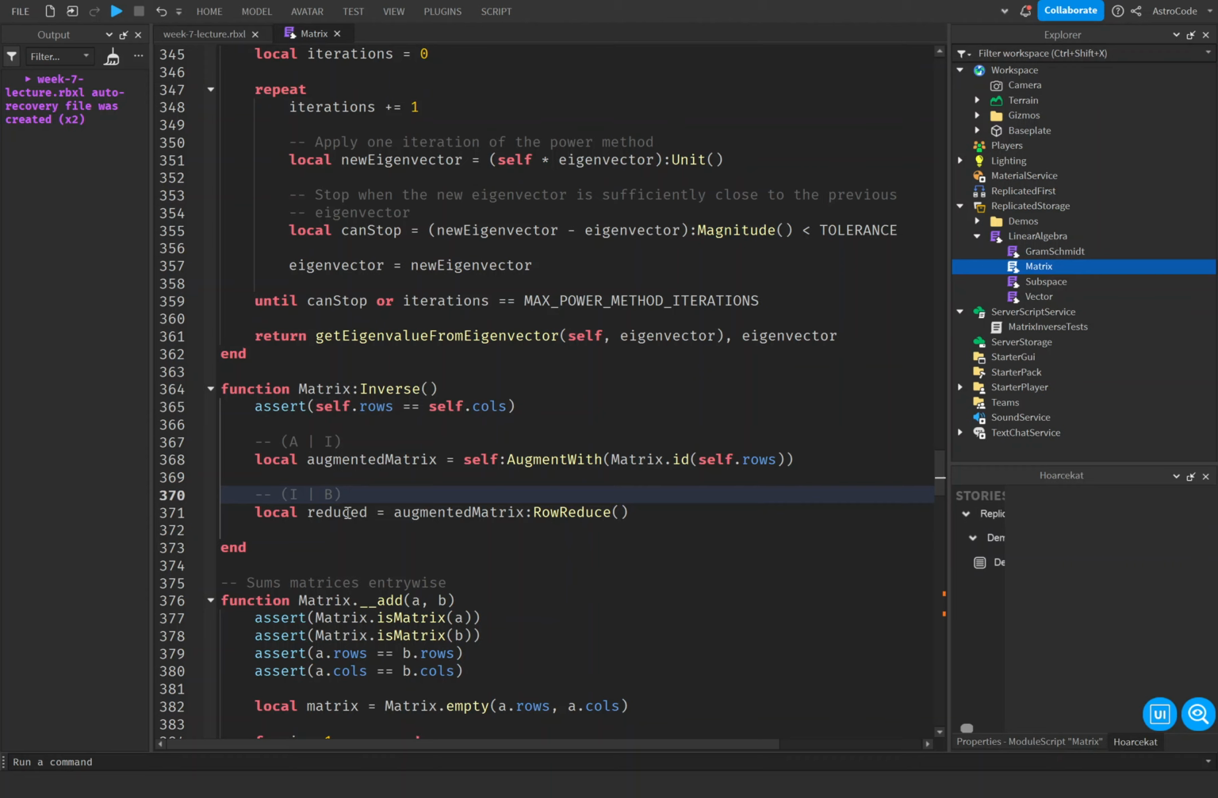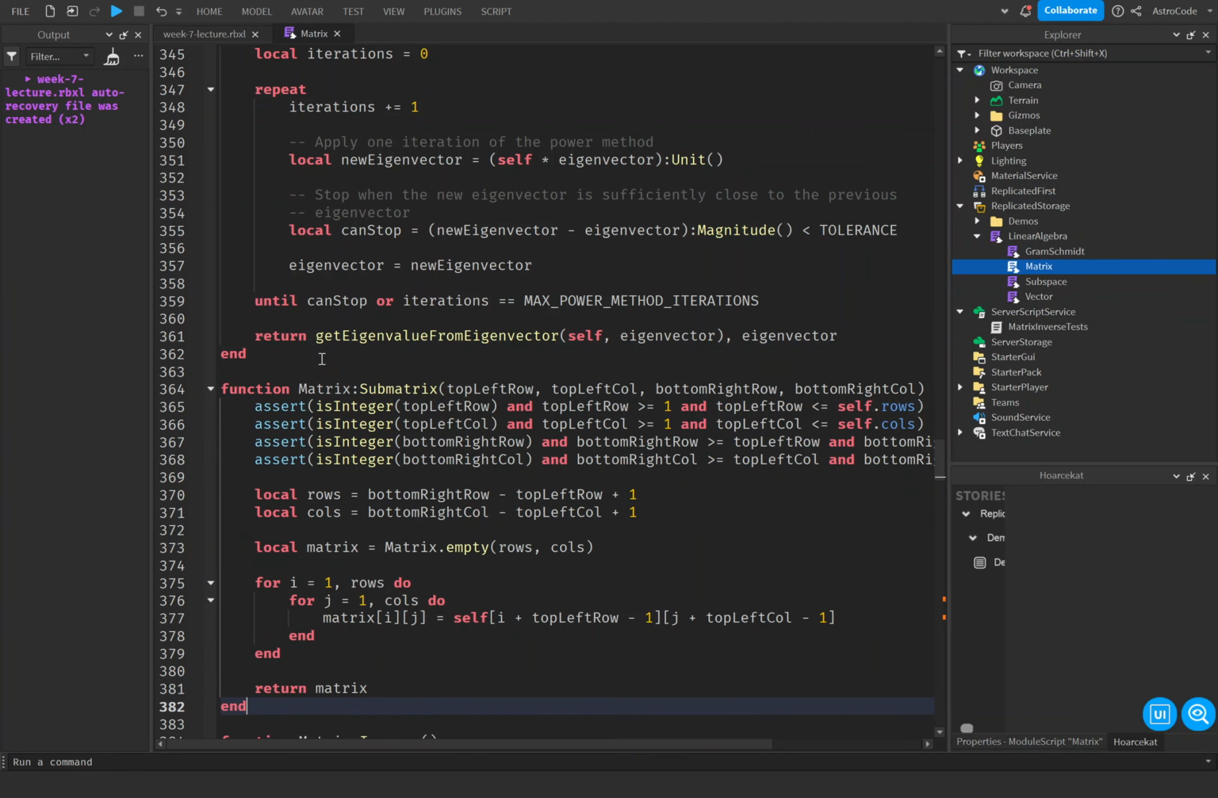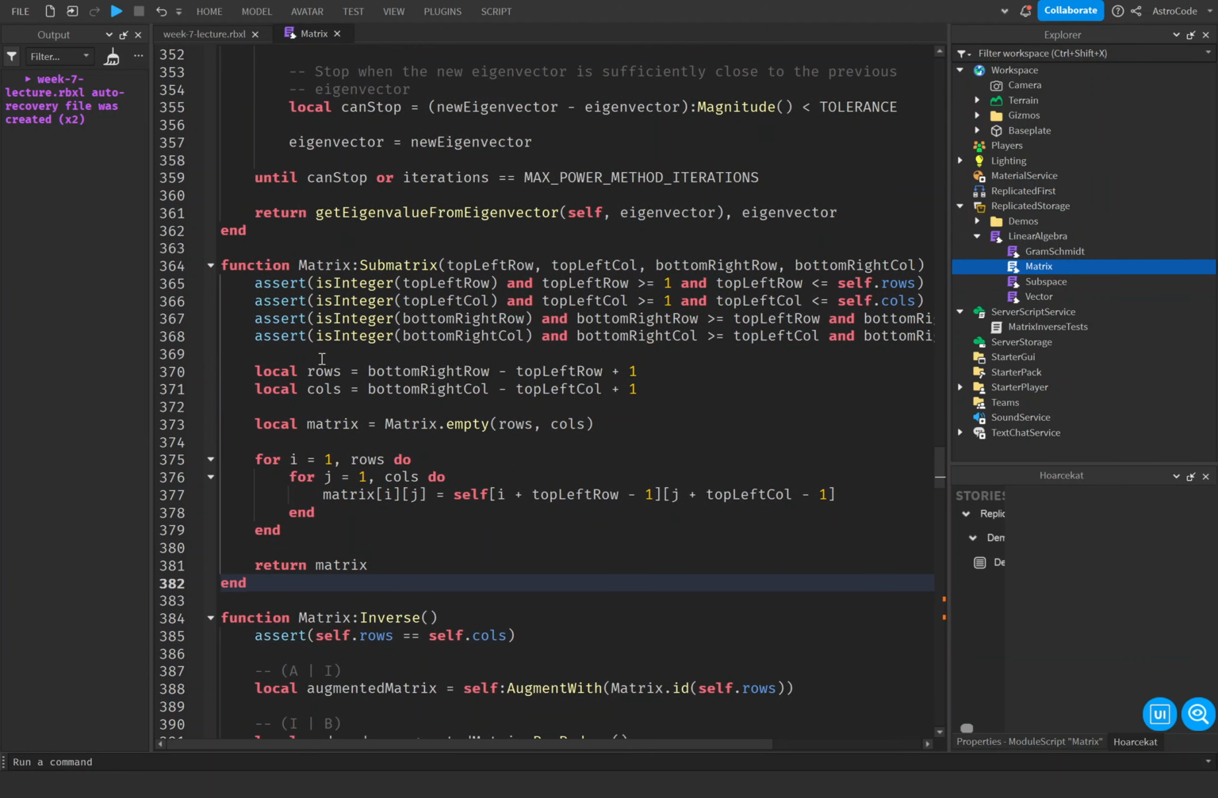And to do this, to grab the left half, I have prepared a sub-matrix method. And so I'm just going to paste it in here. We're not going to go through it, and you're free to copy it yourself and use it in your homework for free. But all of this does is it gets a sub-matrix of a matrix.